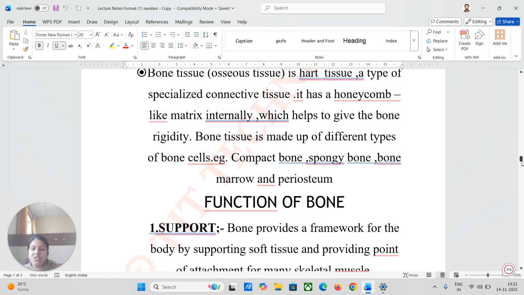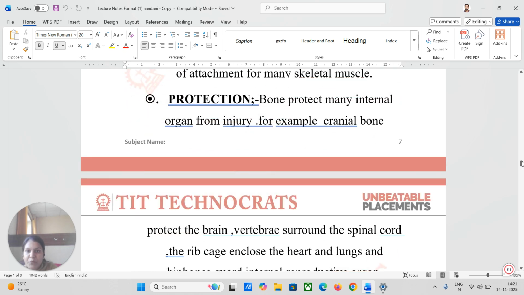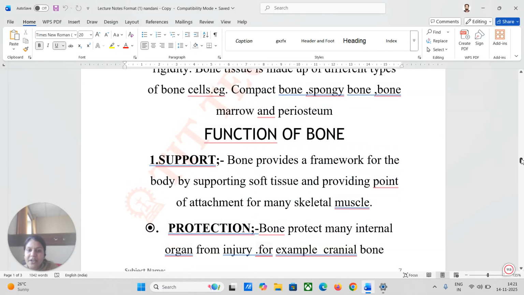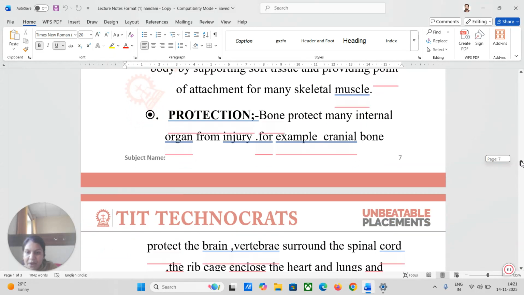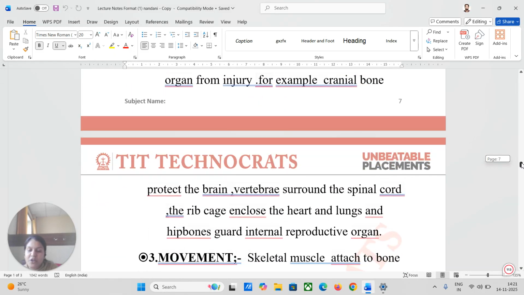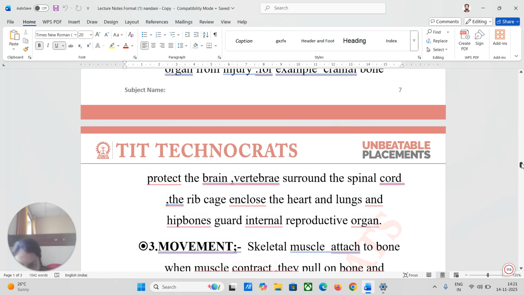Then, the functions of the bones. The first function is support. Bone provides a framework for the body by supporting soft tissue and providing protection. Second, protection. Bone protects many internal organs from injury. For example, cranial bones protect the brain and the vertebrae surround the spinal cord. The rib cage encloses the heart and lungs, and the hip bones protect the internal reproductive organs.